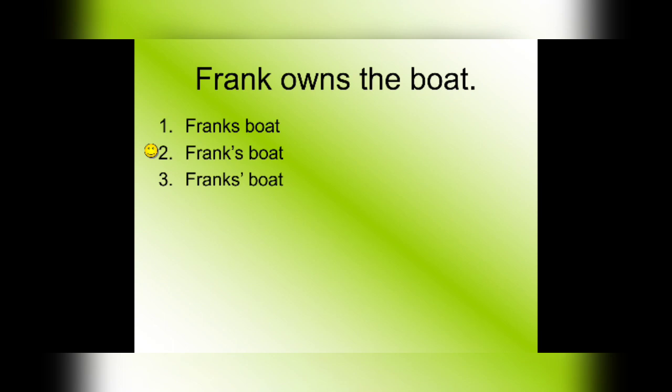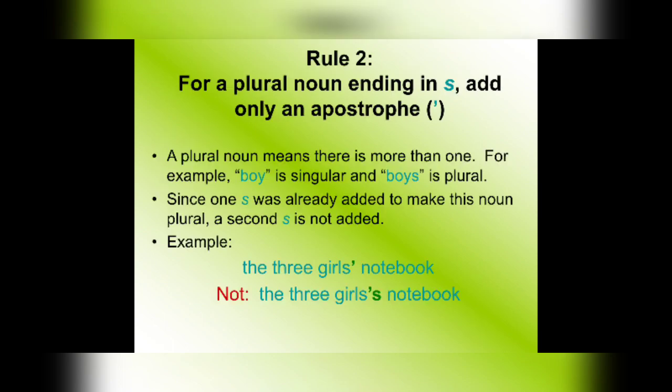It's very simple. Now let us learn rule number 2. For a plural noun ending in s, add only an apostrophe. Here you have to understand that when the noun ends with s, that is also plural. Correct? So do we have to add s? No, we don't have to add s. We have to just add an apostrophe.